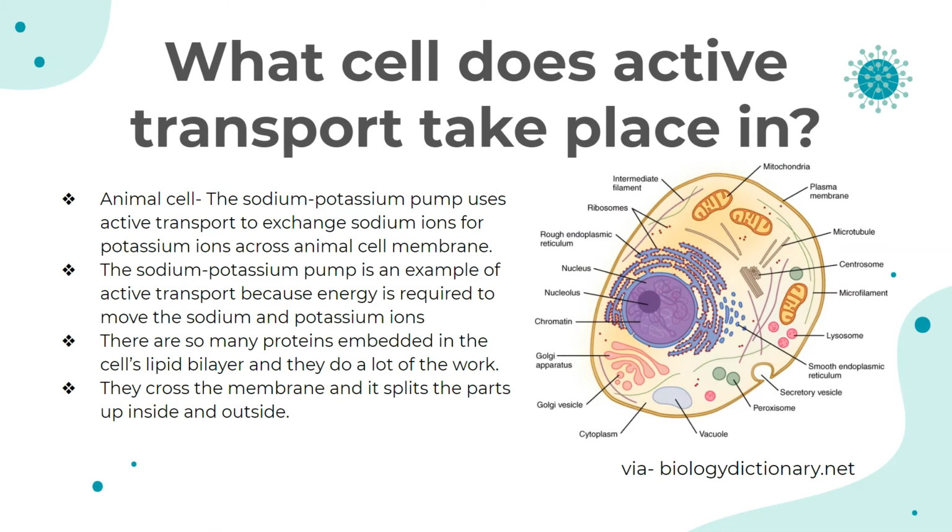What cell does active transport take place in? Animal cells. The sodium-potassium pump uses active transport to exchange sodium ions and potassium ions across the animal cell membrane. The sodium-potassium pump is an example of active transport because energy is required to move the sodium and potassium ions. There are so many proteins embedded in the cell's lipid bilayer, and they do a lot of work. They cross the membrane and it splits parts up inside and outside.